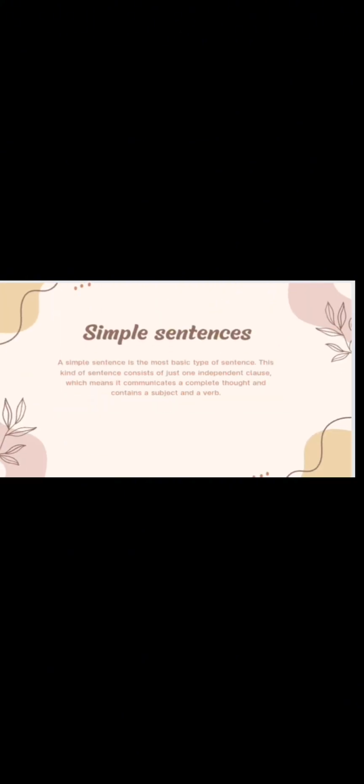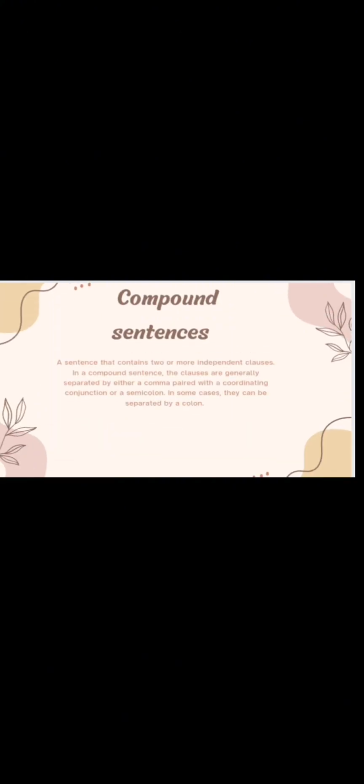A simple sentence is the most basic type of sentence. This kind of sentence consists of just one independent clause, which means it communicates a complete thought and contains a subject and a verb. The following sentences are simple because they each contain a single subject and single predicate and have no subordinating clauses. Moreover, they convey a complete and coherent idea without the need for a more complex structure. How are you? She pulled a garden. We find some sea glass and a graduate this year.